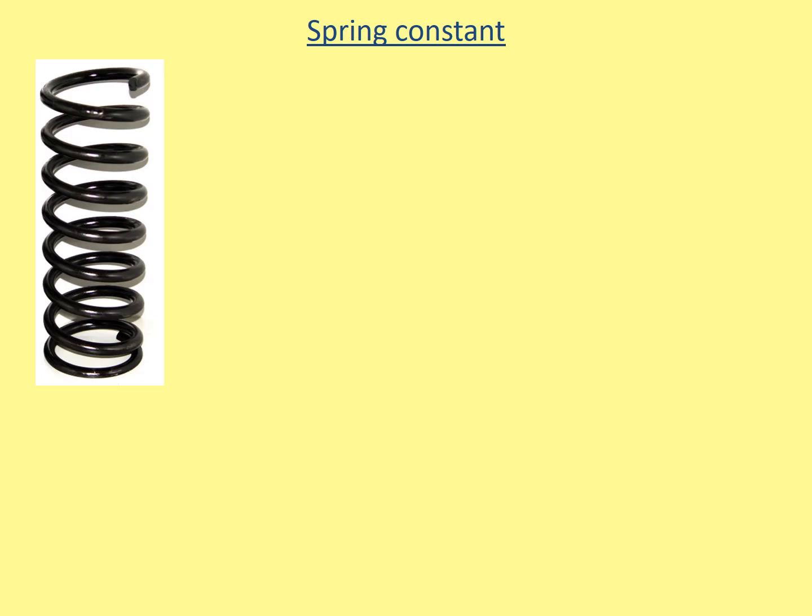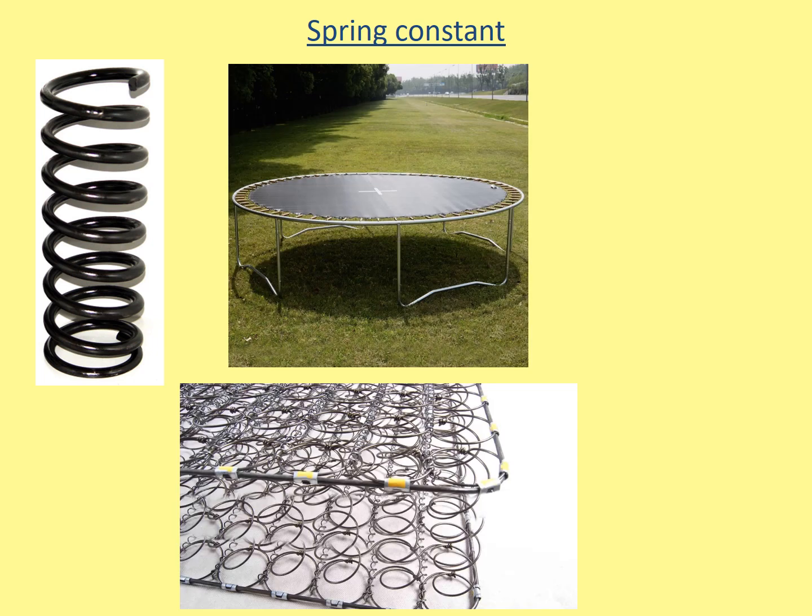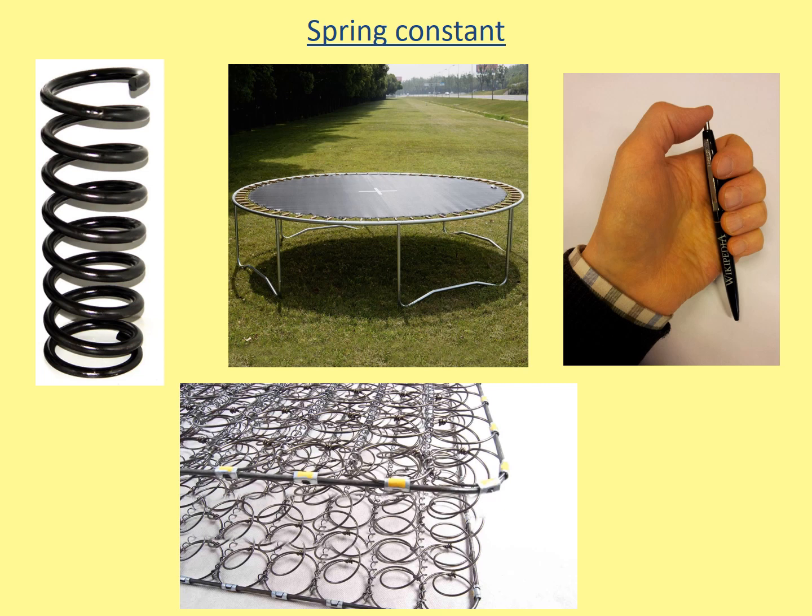Springs with a high spring constant might look like this. They take a lot of force to stretch or compress. You might find these types of springs in car suspension. Medium spring constant springs might be the springs that you find around the outside of a trampoline, or the springs you find in a mattress. These require slightly less force to extend or compress them. Springs that require very little force to stretch or compress have very low spring constants. They might be the springs that you find in a clicky pen.